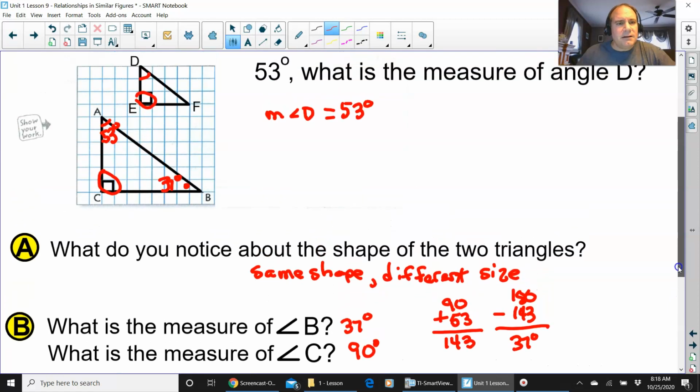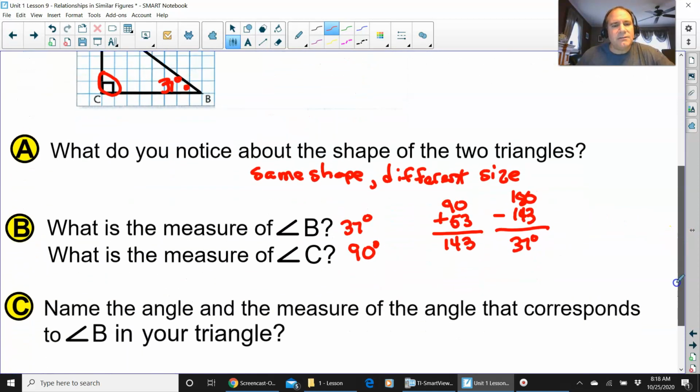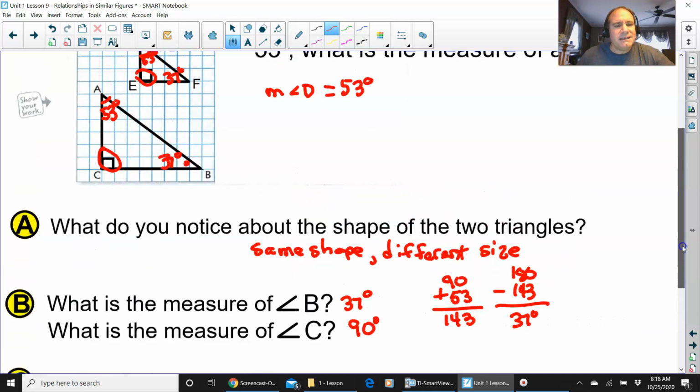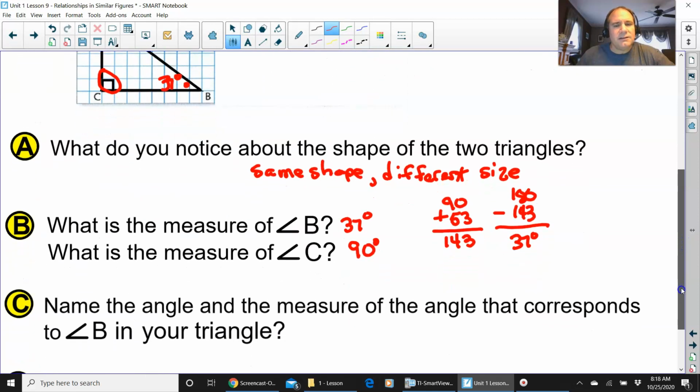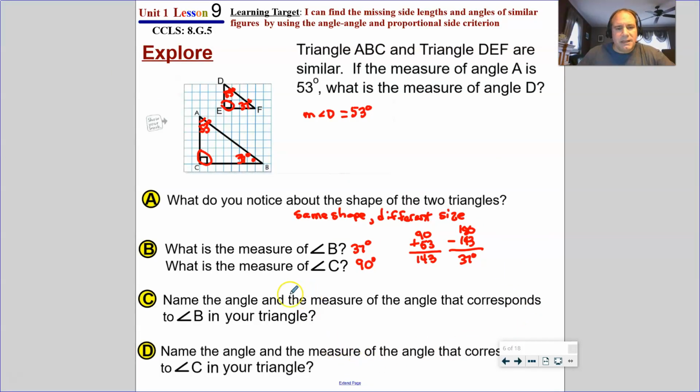So that means, just go quickly, the corresponding angle, what angle corresponds to B in this figure? So this one, D, is 53. I'm just going to squeeze that in. And, yep, angle F would be 37. Corresponding angles of similar figures are equal to each other. Name the angle and the measure of the angle that corresponds to angle B in the triangle.